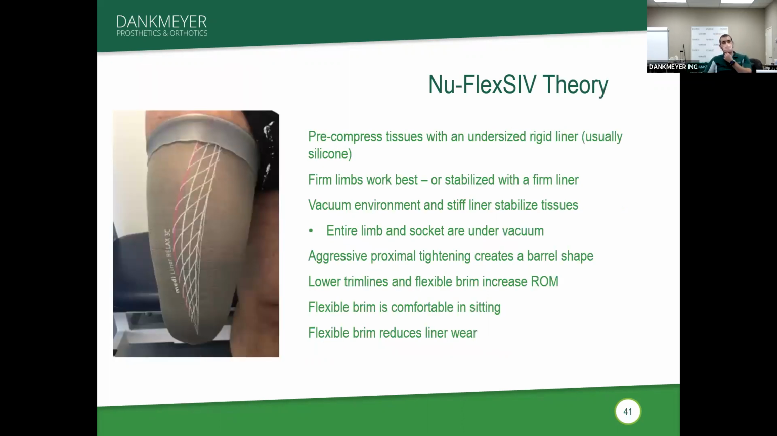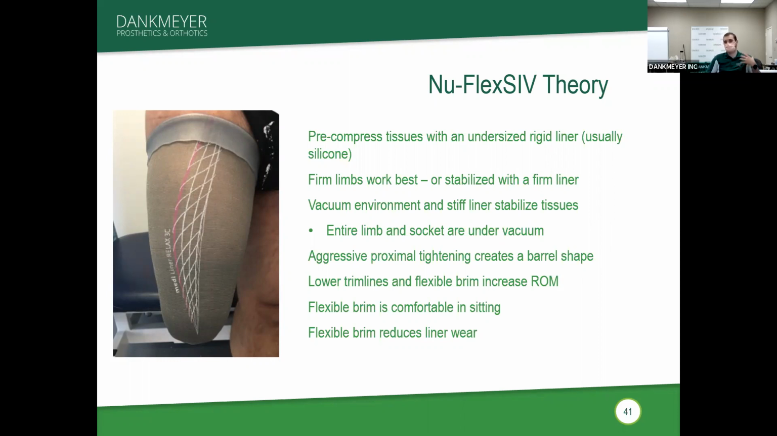So the theory behind the new Flexiv Socket is we're really compressing that residual limb. Again, this is a common theme. If you look more and more into even some of the early research as they started looking into how much of this ischial containment is needed, one thing that they found is anytime you don't have ischial containment, you need more compression. You have to stabilize the tissue somehow.